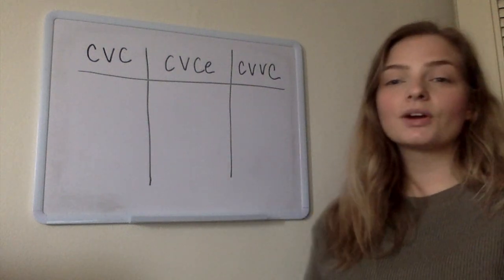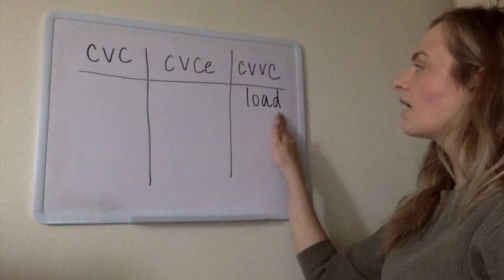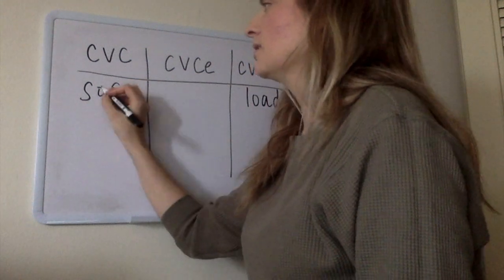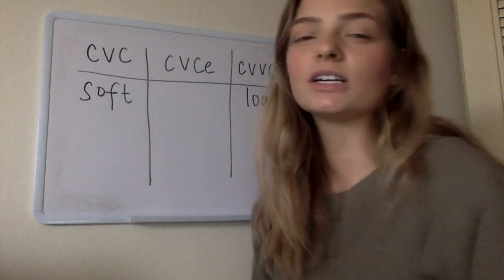So if I had the word load, I know that it would go in our CVVC spelling pattern column because I see our vowel team first of all, our O and our A. And I also hear that long vowel sound from that O because it's the first vowel there, so it does the talking. So I would put that word under CVVC. Let's say I had the word soft. Now this one's a little tricky because I don't hear a long O sound. And I notice I only see one vowel surrounded by some consonants. I'm going to put it in the CVC spelling pattern column, because I really only hear a short O sound.